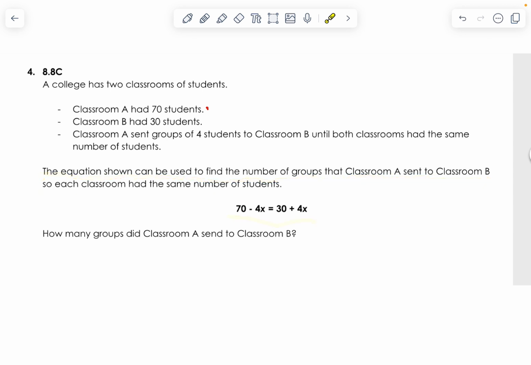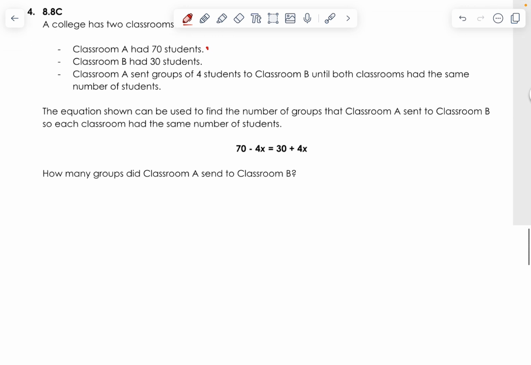So they gave us the equation here. They told us all the background information, but they gave us the equation. We don't have to worry about that. 70 minus 4x is equal to 30 plus 4x. They're moving 4 students in groups. How many groups of 4 students did Classroom A send to Classroom B? So we want to know, what is this x? How many groups of 4 did they send to make them equal? So that means we are going to solve for x.